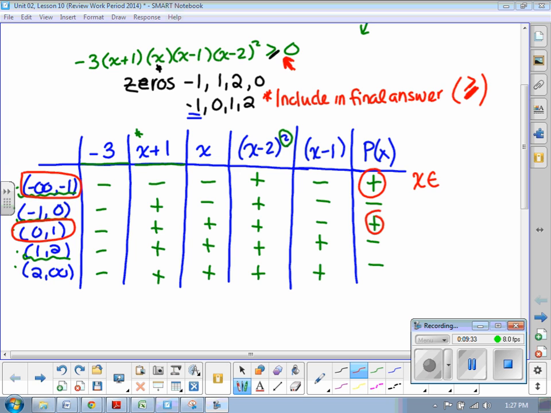All right, so now we have to put these intervals together. Because it was greater than or equal to, we want to use square brackets instead of circle brackets. And because it was greater than or equal to, we need to make sure that we include all of those zeros in our final answer. So let's go through and start writing this out.